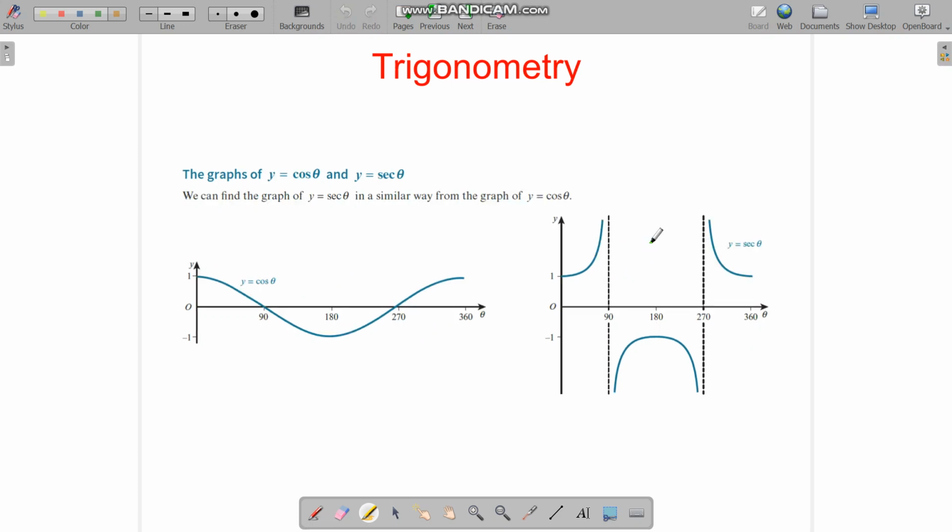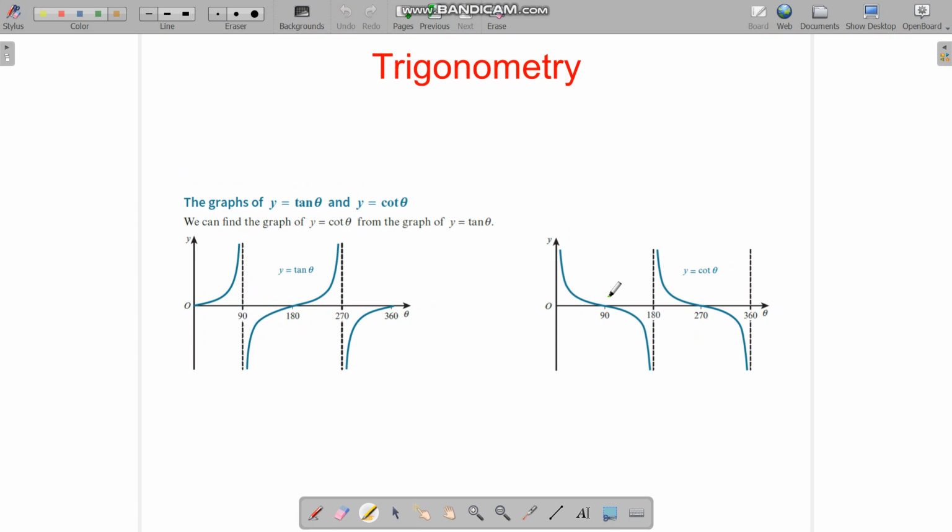The graphs of cosine and secant. This is the usual cosine, and when the y is 1, 1 over 1 is also 1. When the y is 0, 1 over 0 is infinity. We have an asymptote, and so on. So we have the secant graph.